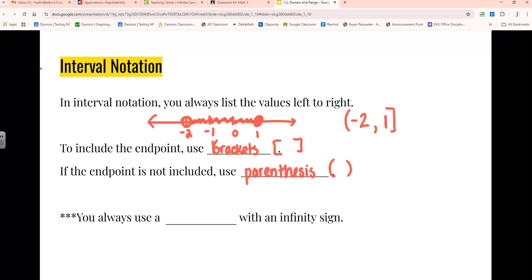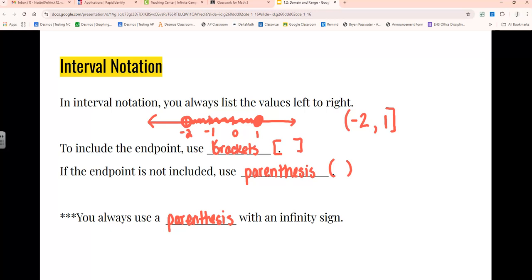Sometimes we will need to go all the way out to the end of the number line because our graph just keeps on going forever and ever. And in that case, you're going to need to use an infinity. You must always use a parentheses with an infinity sign. Okay?